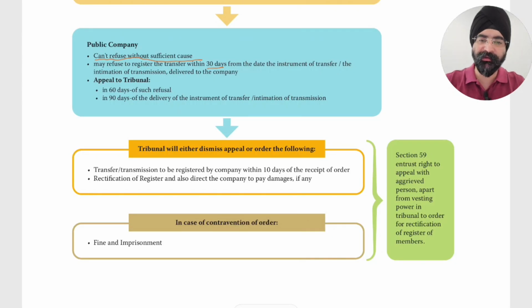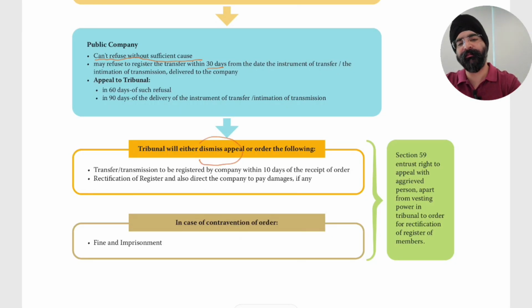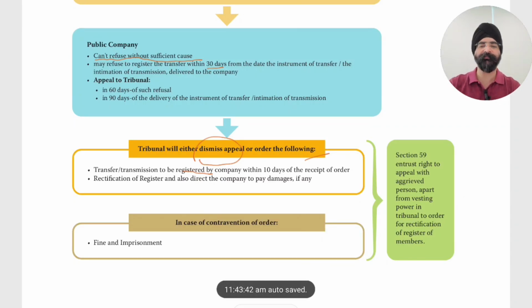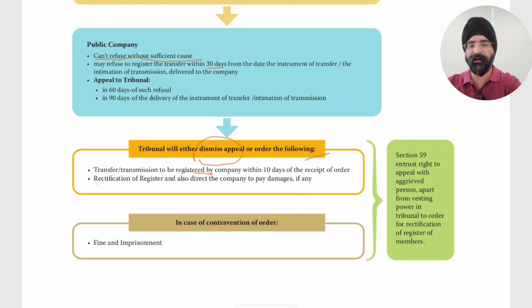Tribunal will either dismiss appeal or order the following. So tribunal can either dismiss the appeal, or it will order, what will it order? It will order transfer or transmission to be registered by the company within 10 days of the receipt of order. So it can order that within next 10 days register this transfer or transmission of shares. Number 2, rectification of register, and also direct the company to pay damages if any.